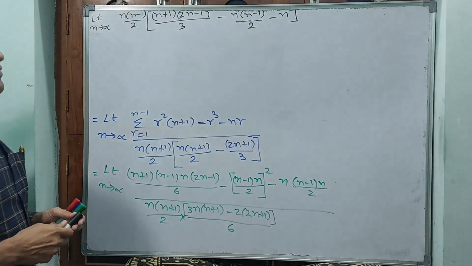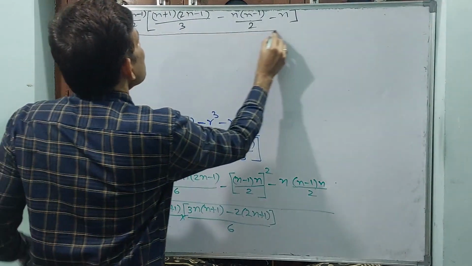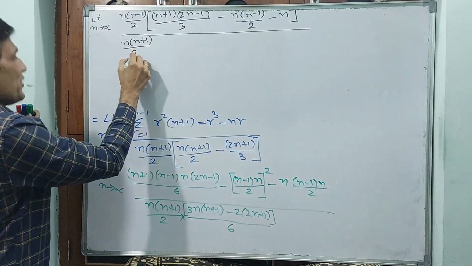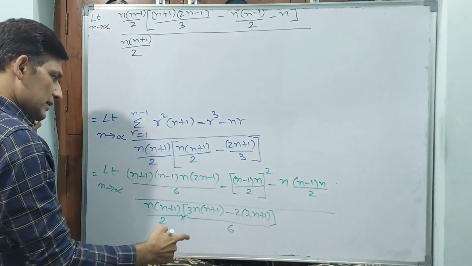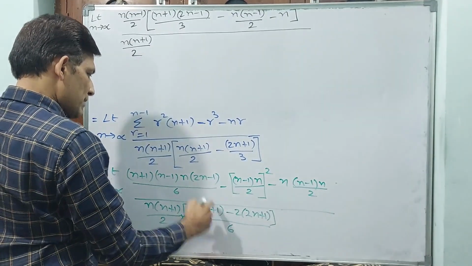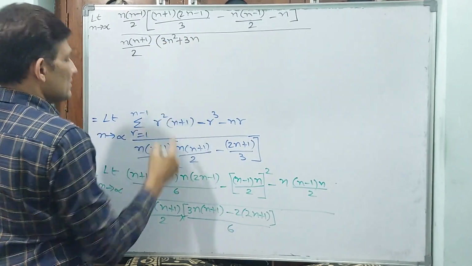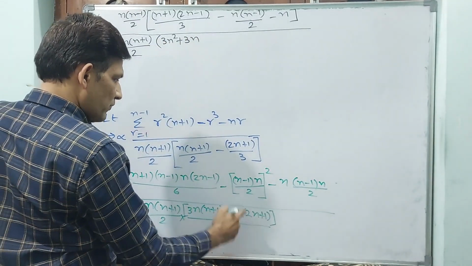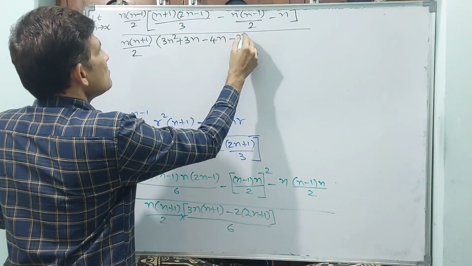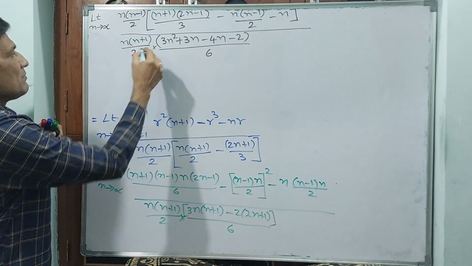Okay, this is the case of numerator. What about denominator? Denominator: n into n plus 1 by 2. See here: 3n square plus 3n, minus 4n, minus 2, divided by 6. Okay, this is multiplication only.